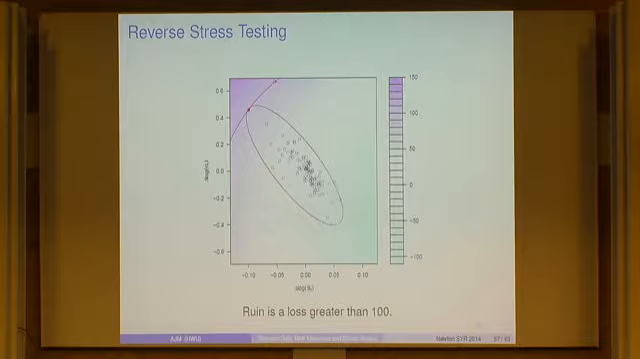And reverse stress testing, the idea is that you look at the most plausible way of being ruined. And in this case, the most plausible way of being ruined, well, it's basically the point where the depth set first touches the ruin region. This point up here where the depth set first touches the ruin region, for this particular situation, this is the most plausible way of being ruined in this case. So that's the other way of looking at it.